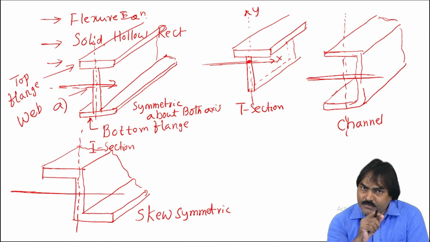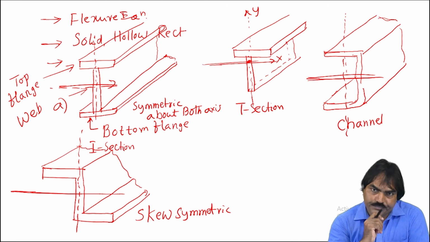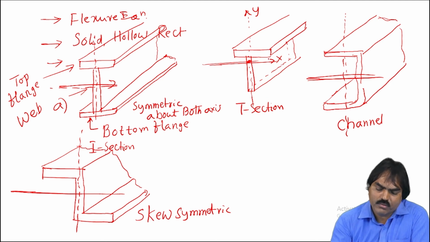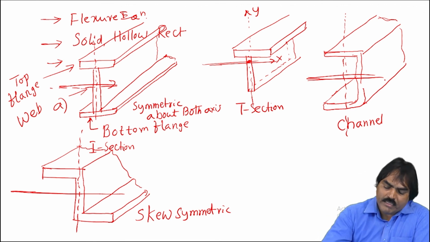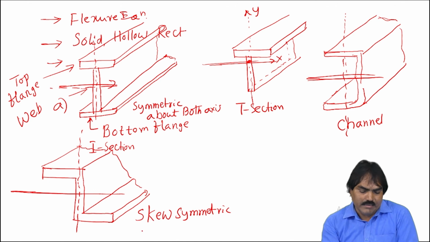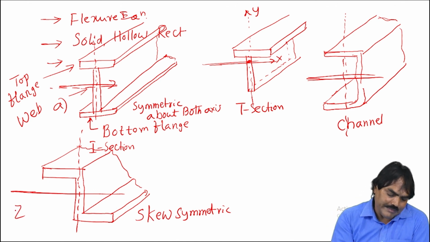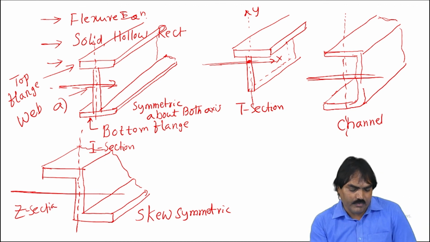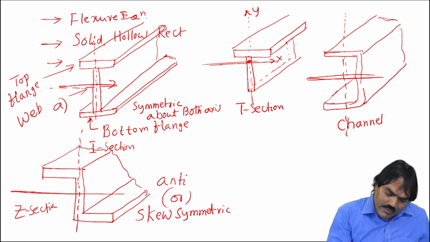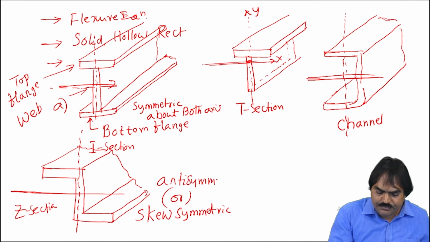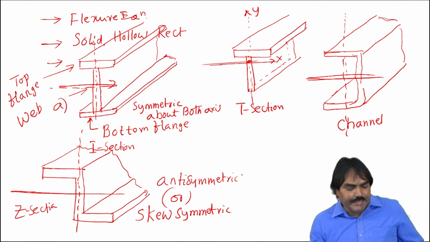Now, this is the first kind of sections, where the cross section is symmetrical about both the axes, like circular sections, rectangular sections, or I sections. Now the T section is symmetric about one axis, unsymmetric about the x axis. Whereas the channel section is symmetric about the x axis but unsymmetric about the y axis. Whereas the Z section looks like a Z. That's also called skew symmetric, or you can say anti-symmetric. If you refer to different literature, they will call it by different names.